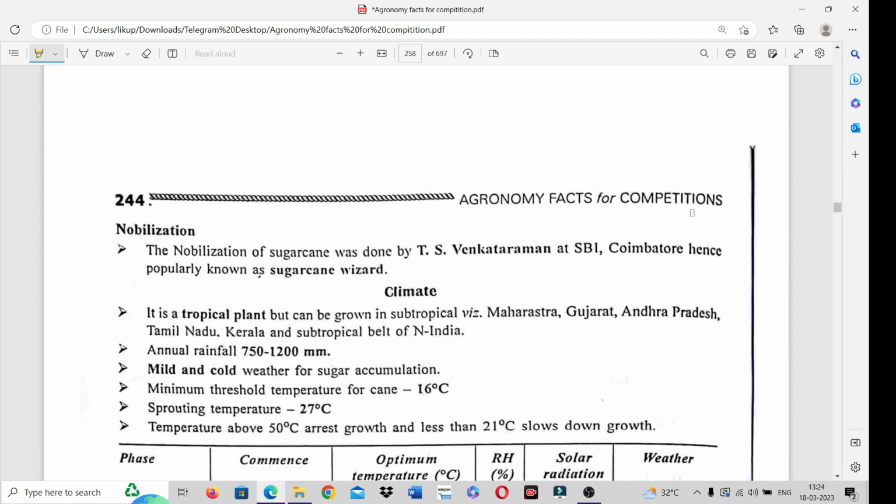Then nobilization of sugarcane was done by T.S. Venkataraman at SBI, that is Sugarcane Breeding Institute, Coimbatore, hence popularly known as Sugarcane Wizard.